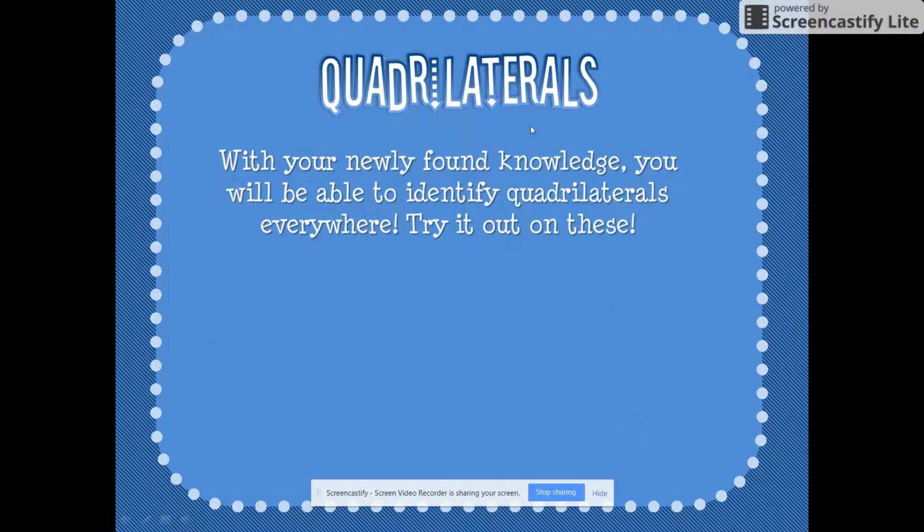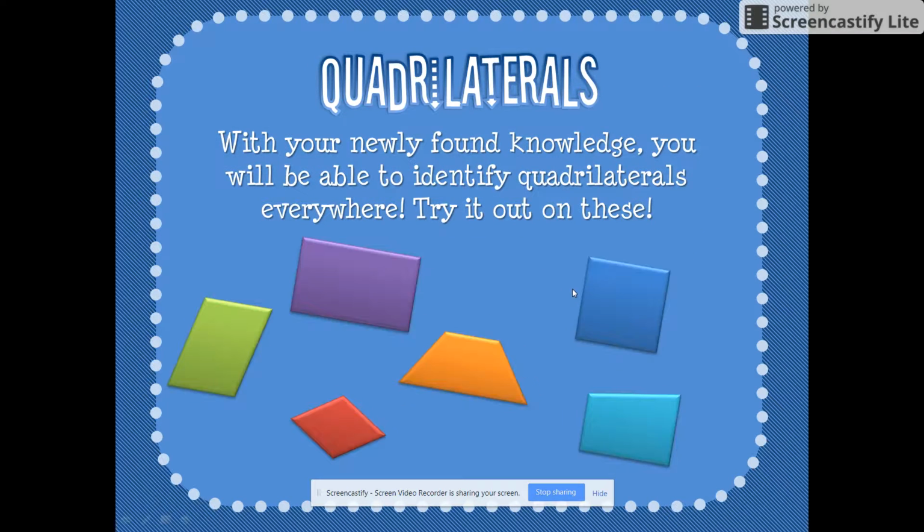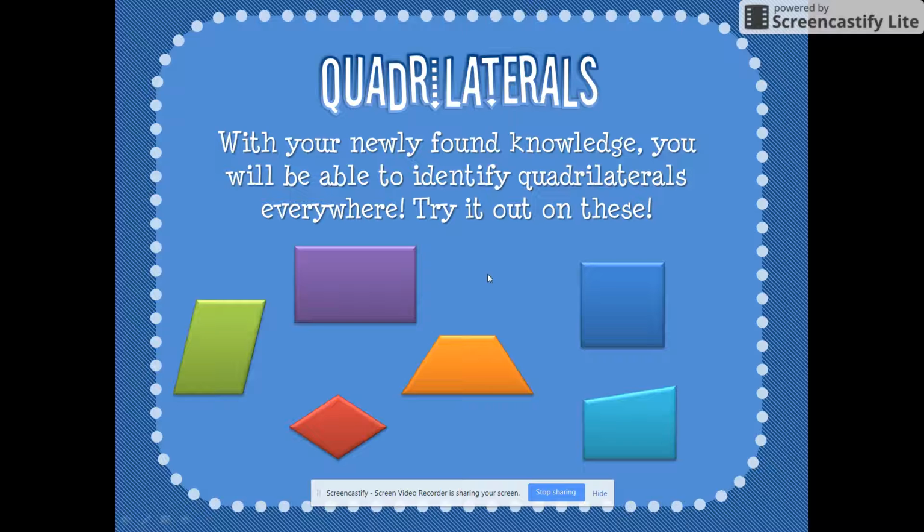And then quadrilaterals. With your newly found knowledge, you will be able to identify the quadrilaterals everywhere. Try it out on these. So take a moment, and can you name all of these types of quadrilaterals? So go ahead and pause it. Just in your mind, go over what they have, pause it and answer.